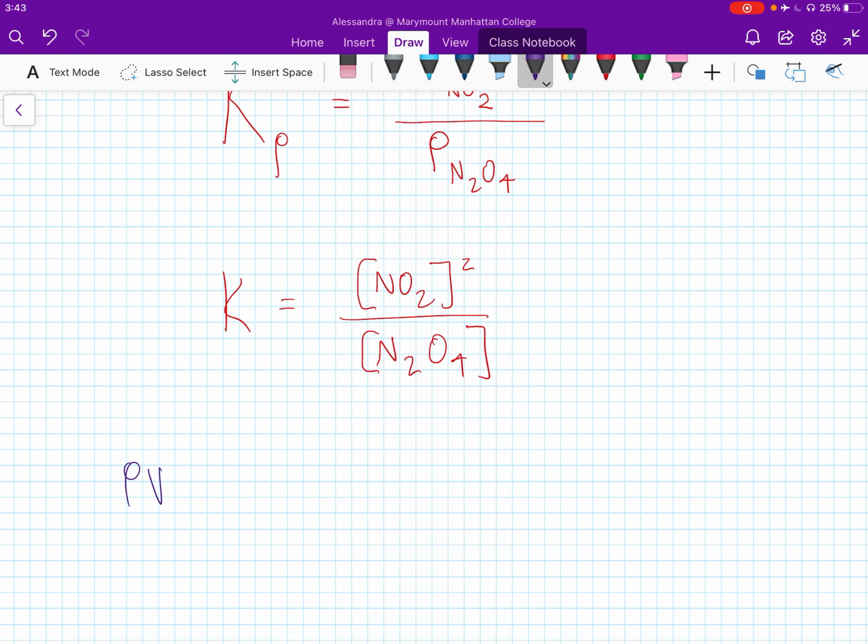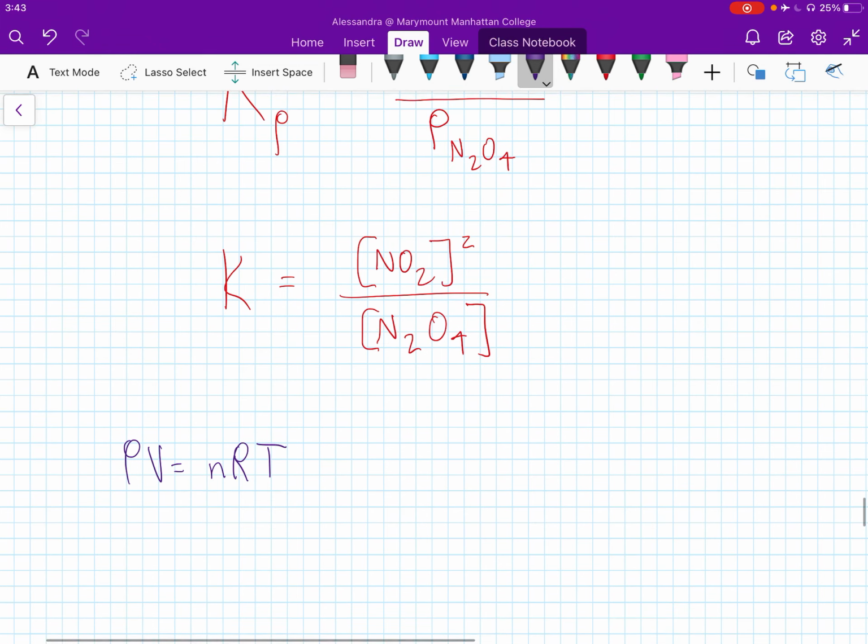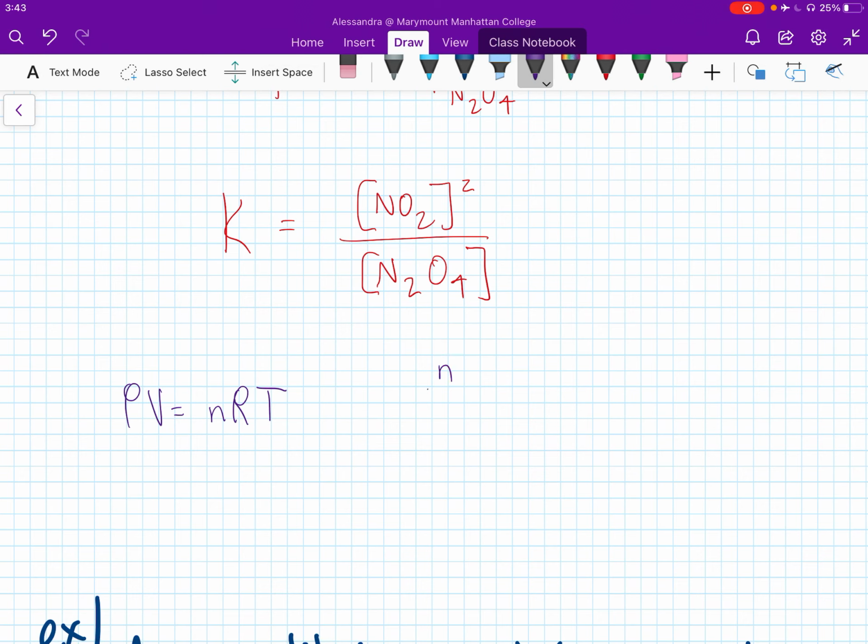So we know PV equals nRT, the ideal gas law, right? I could rearrange PV equals nRT to say n over V equals P over RT. Now, n over V is the concentration, right? Moles per liter. This is a concentration. Let me get rid of these parentheses because we don't need them. So concentration equals P over RT. So we could take this P over RT and substitute it into the expression for K.